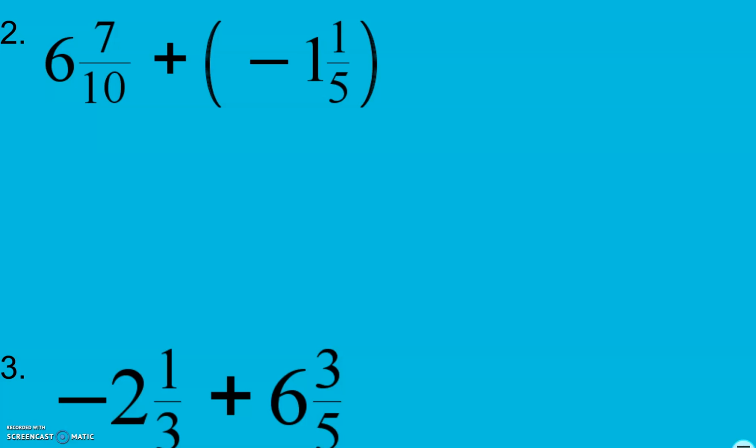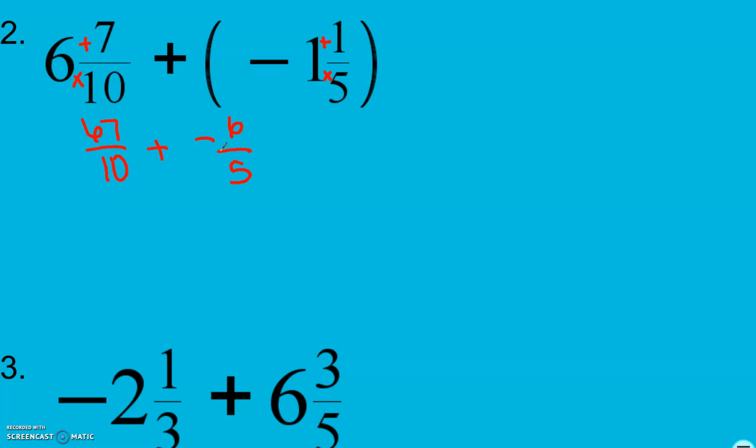Continuing on in section 5.3, here I'm going to switch from mixed numbers to improper fractions. Take denominator times whole number plus numerator. Here that gives me 67 over 10 plus negative 5 times 1, 5 plus 1, 6, 6 over 5. Now that I have improper fractions, I can go ahead and get common denominators.